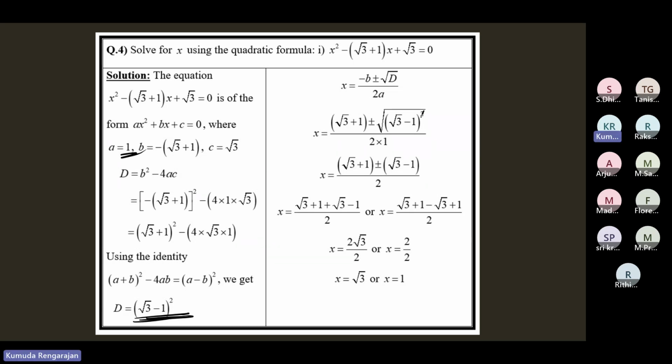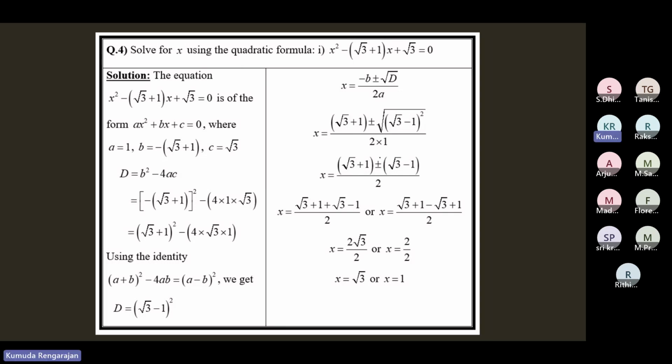Now here the square and the square root is eliminated. It's like what is root? Root of a square is a. The square and the square root is eliminated. So we have root 3 plus 1 plus or minus root 3 minus 1 by 2. So x is equal to root 3 plus 1 plus root 3 minus 1 by 2. So take it once with the plus sign, then with the minus sign.